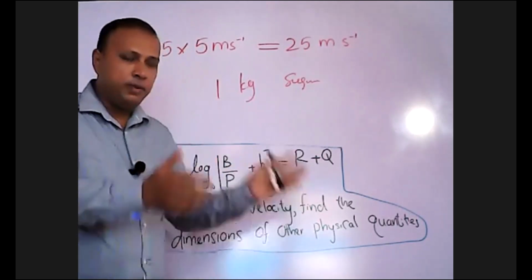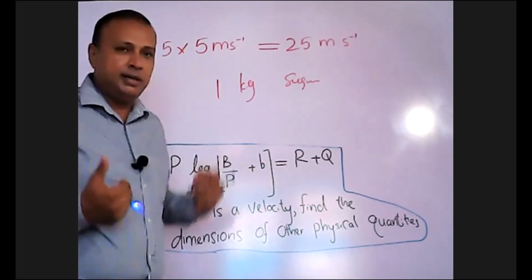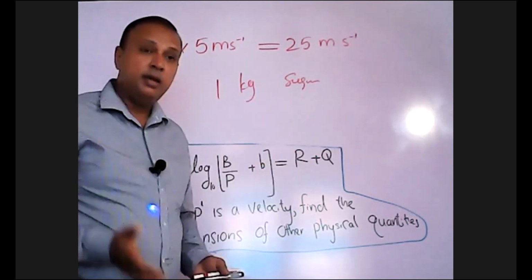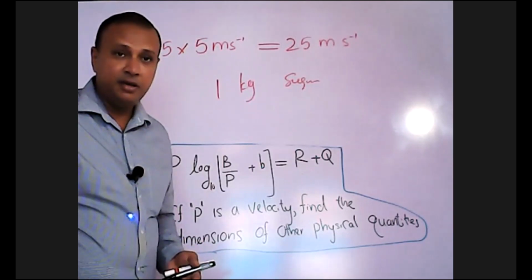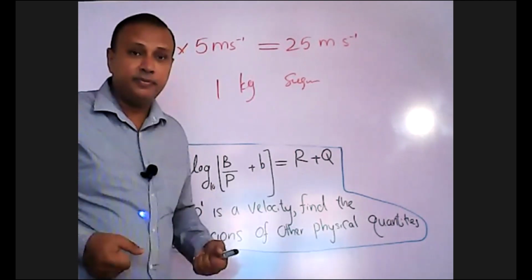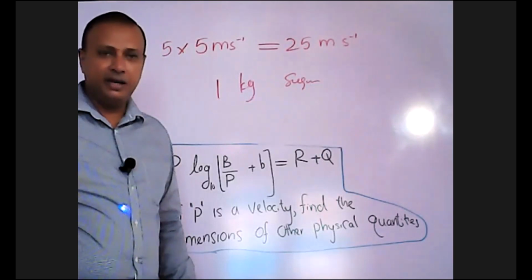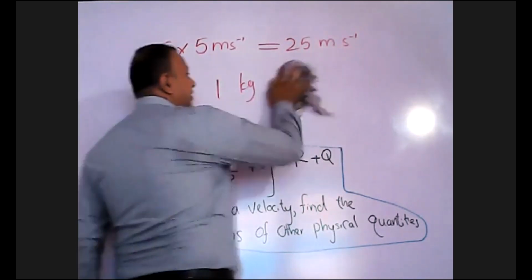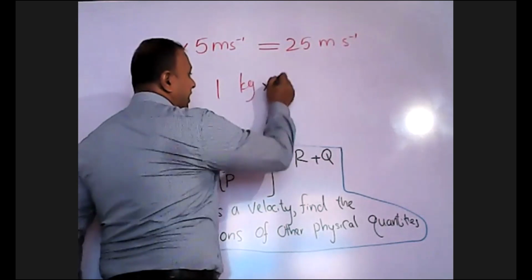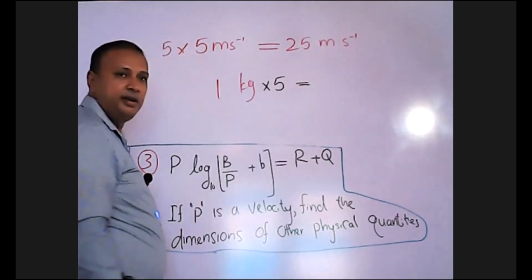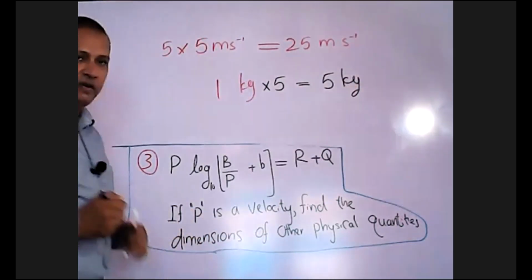Initially, you planned to bring a 1 kg sugar packet. But suddenly your mom calls and tells you to get another 4, that means 5 kg of sugar packets. Then what will be your weight now? It will be 5 kg. To find the final weight, you multiply the 1 kg sugar packet by 5. Then your final weight is 5 kg.